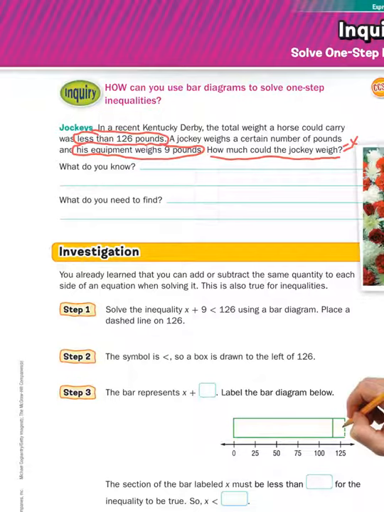So here's what we know. The total weight a horse could carry is less than 126 pounds, and the jockey's equipment weighs 9 pounds, and we have to figure out what the jockey could weigh. So we're going to show you how this would work on a number line, and then we're going to take the number line and write our inequality. So let's go down and take a look at it here.